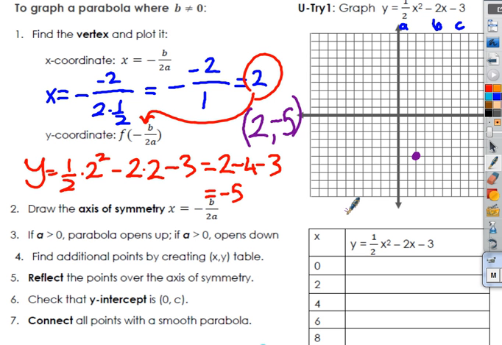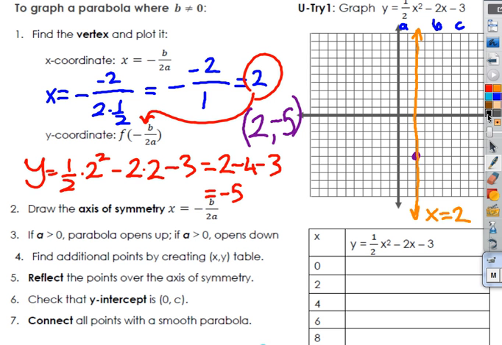And after finding the vertex, we can now create the axis of symmetry. The axis of symmetry is a vertical line passing through the vertex. Draw a vertical line passing through the vertex. This is going to be our axis of symmetry. And since it's a vertical line, the equation of the vertical line is going to be x is equal to 2. After finding that, now we're going to go on to the third step here.